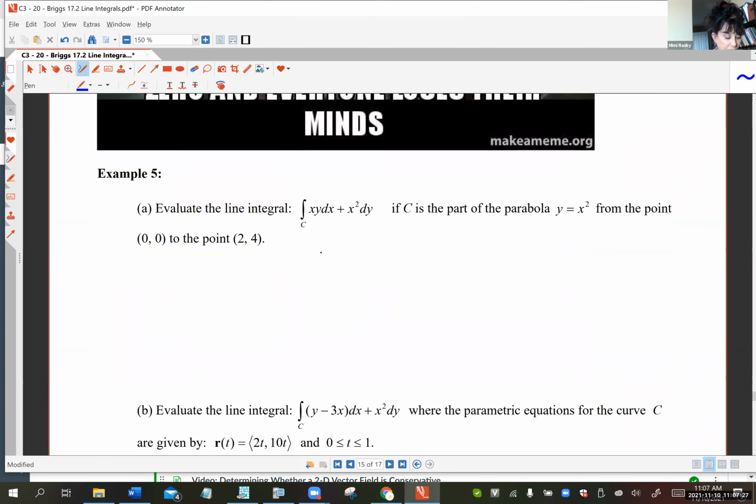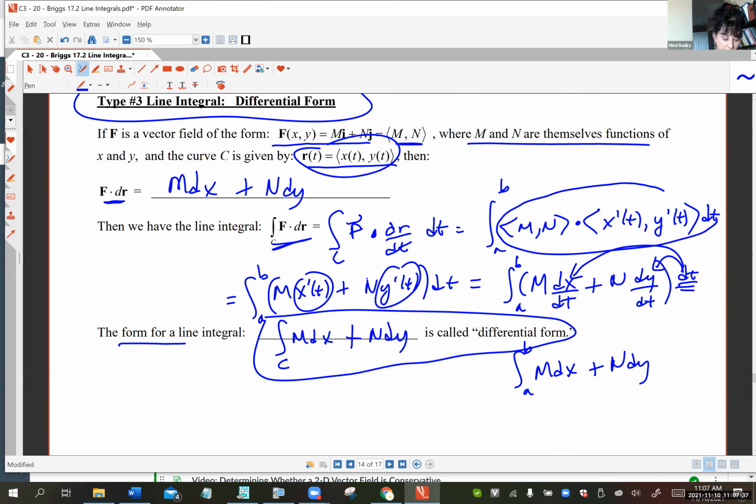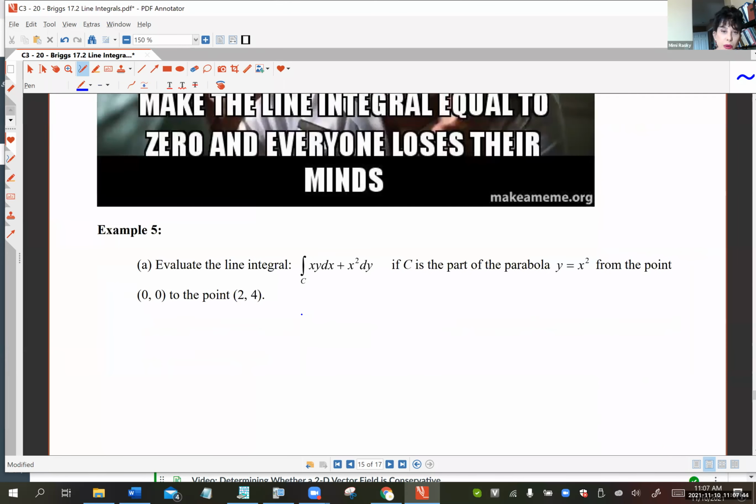So take a look at letter A. We're going to look at a differential form. So somebody already did the dot product for us, as you saw in this little derivation up here. The dot product was done for you, and then they did a little bit of cleanup with different notation. That's all it is. So you don't have to do a dot product when somebody gives you a line integral that's type 3, differential form. The dot product is done for you, but you have to do a lot of substitutions and you have to do them correctly. So that makes it a little tricky.